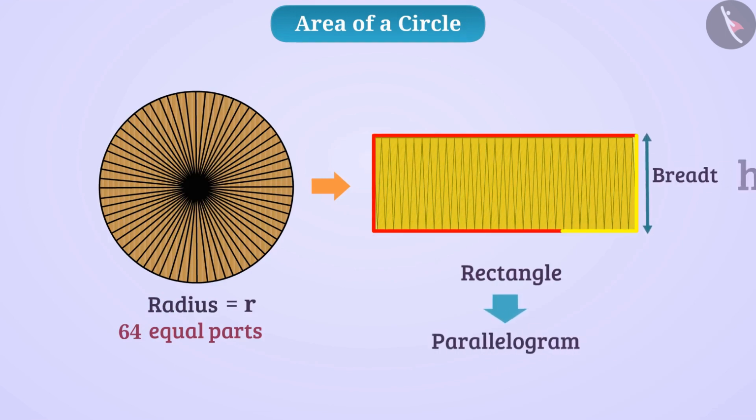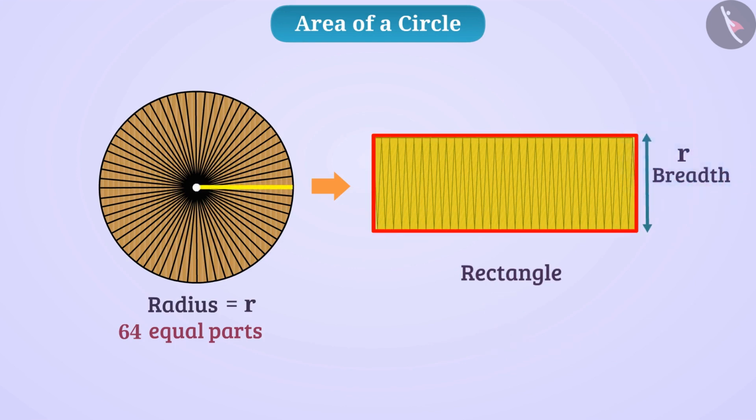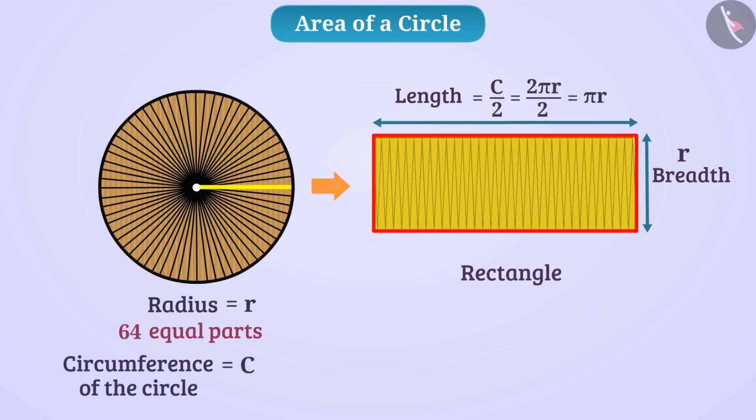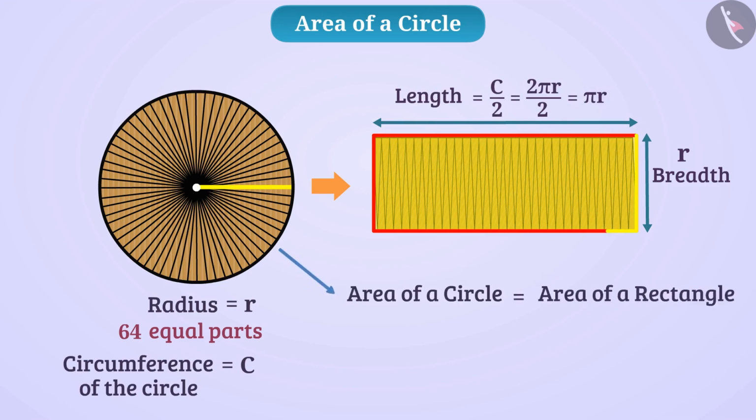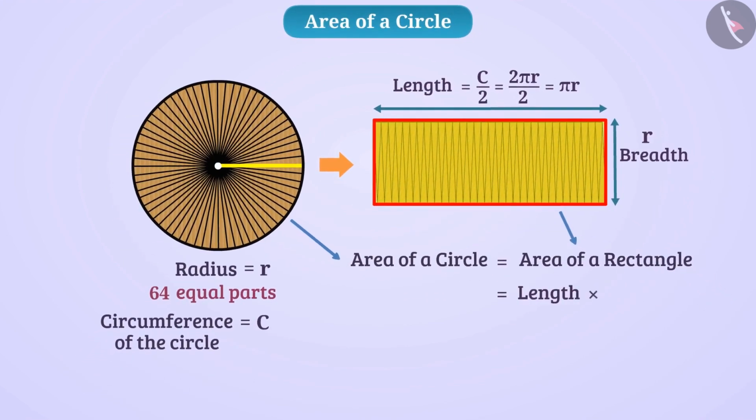The breadth of this rectangle will be equal to the radius r of the circle and the length will be half the circumference of the circle, that is pi r. We can say that the area of the circle is equal to the area of the rectangle made. That means the area of the circle is equal to length multiplied by breadth, which is pi r multiplied by r, equal to pi r square. Area of circle is equal to pi r square.